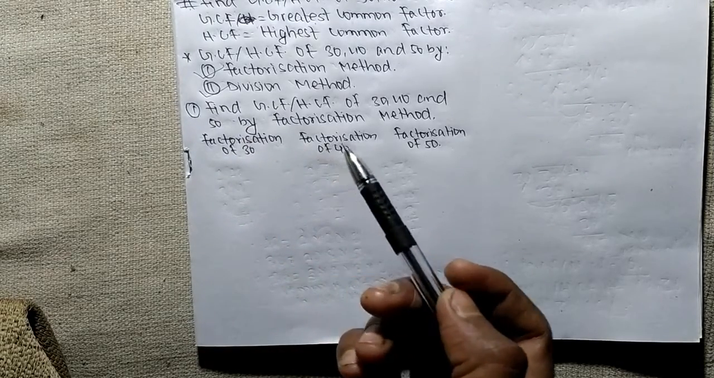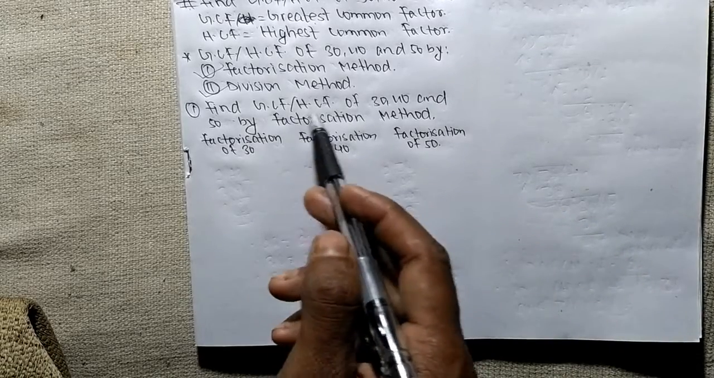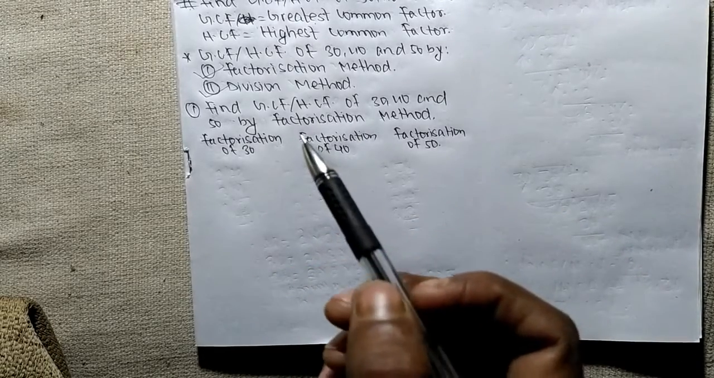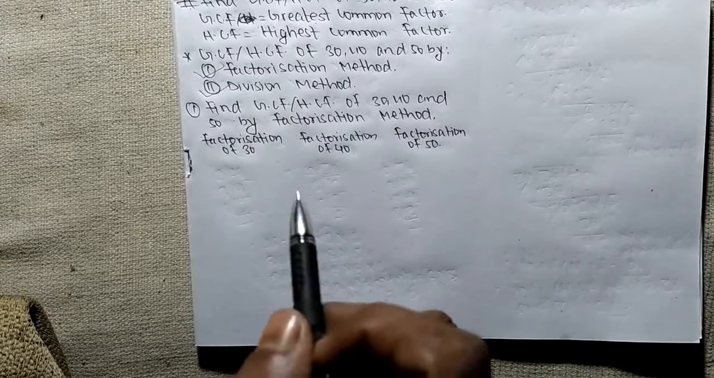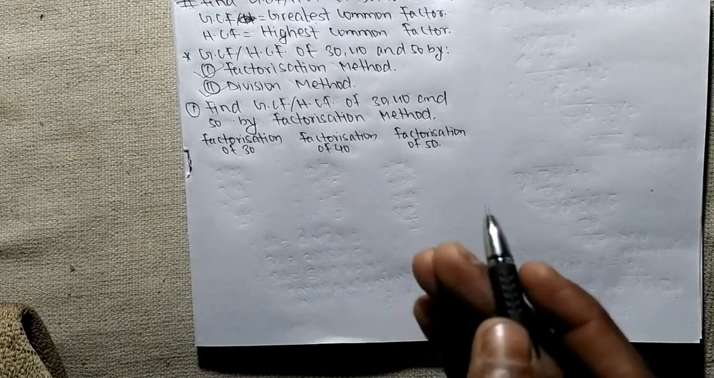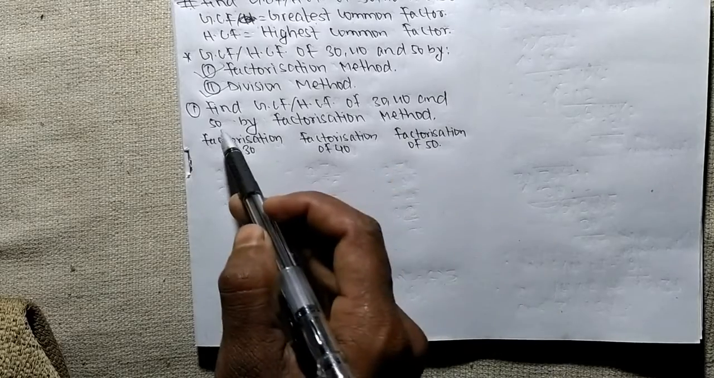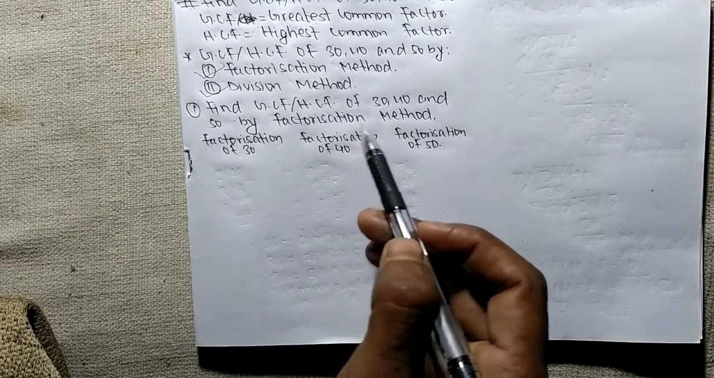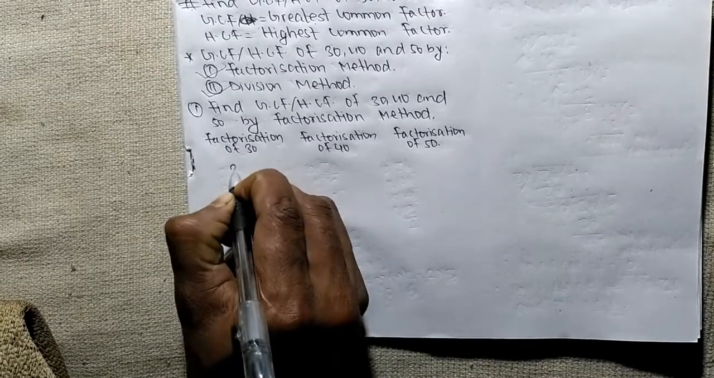So let's find GCF or HCF by the first method, which is the factorization method. While finding GCF or HCF by factorization method, you have to take the prime factors of all the numbers. Here the numbers are 30, 40 and 50, which means you have to take the prime factors of 30, 40 and 50 separately. Let's take the prime factors of 30 first.